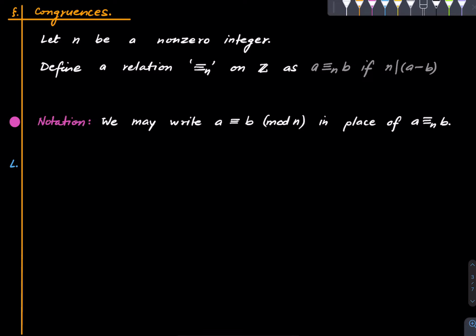Here is just a notational thing. Instead of writing this, we may write that. And how do we read this? This is read as a is congruent to b modulo n. So from the point of view of n, a and b are the same. a and b are equal as far as n is concerned. You can think of it that way.